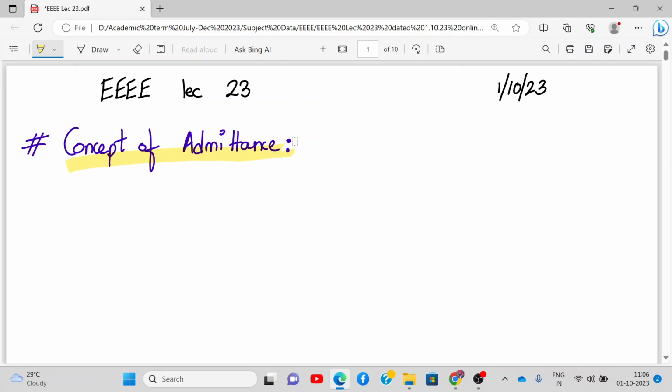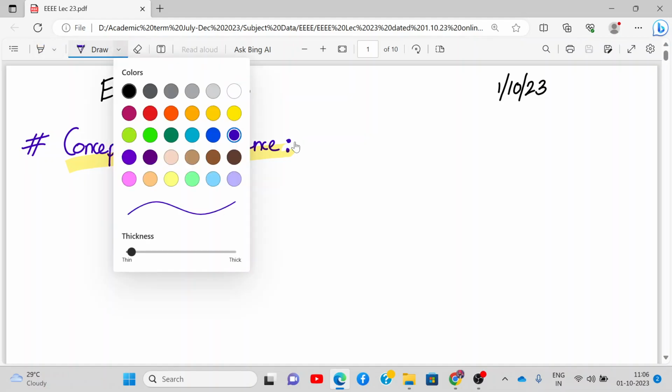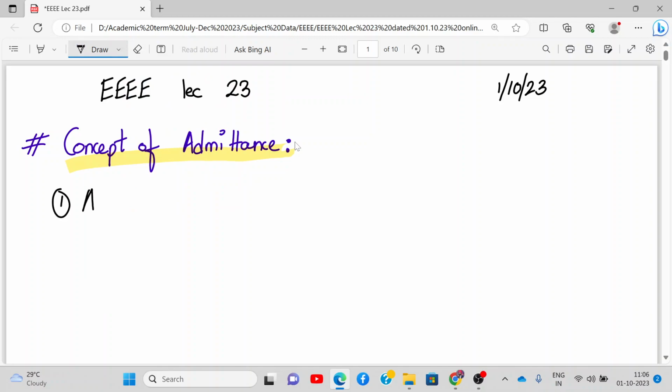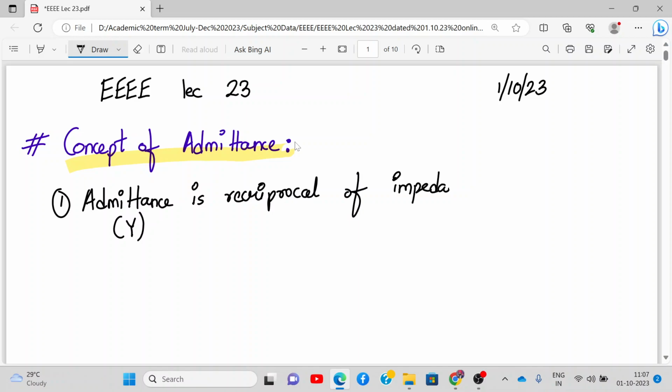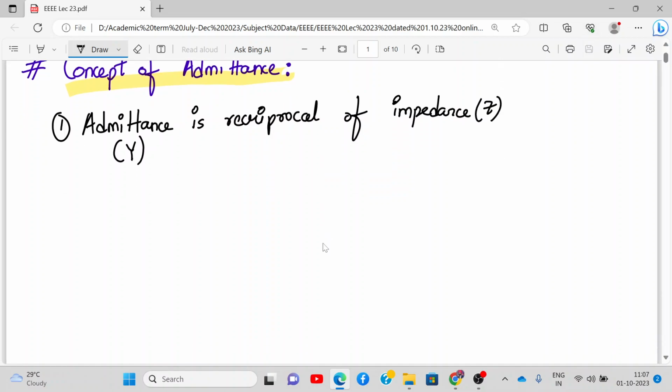You have heard about impedance, resistance, and reactance, but we will be talking about admittance now. So what is admittance? Admittance, which is represented by the notation Y, is the reciprocal of impedance, which is represented by Z. If I represent this, Y bar will be 1 upon Z bar.